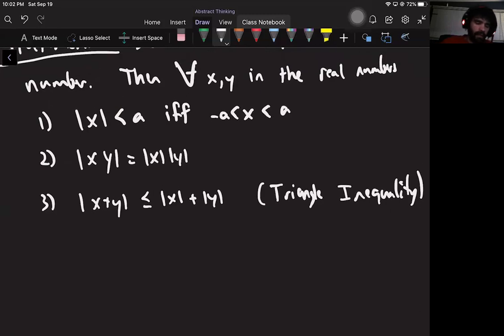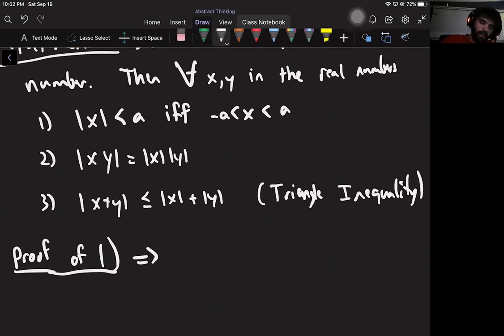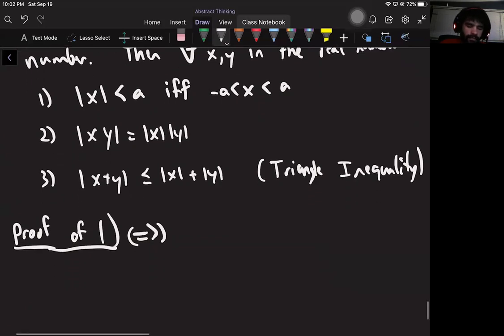Okay. I keep hinting at things in the future. I guess I should stop doing that. Putting too much pressure on your future professors. Okay, proof of the first one. It's an if and only if, so I've got to do both directions. And I am going to be using lots of proof by cases again. Okay, so forward direction of 1.